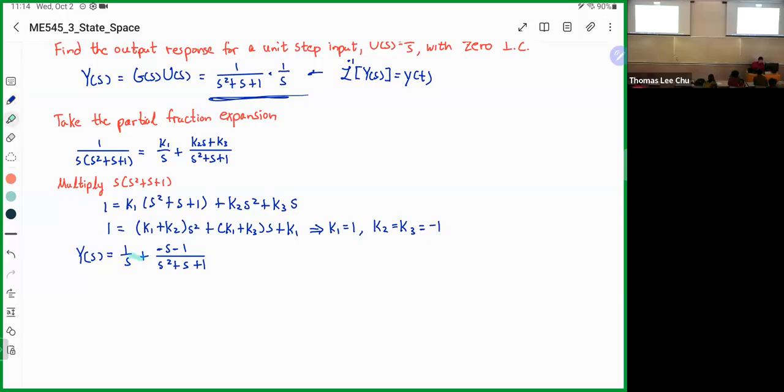Well, at least for this term, that's a unit step input. So when we take the inverse Laplace of unit step, it's just equal to 1. So that's easy, but this one doesn't look like anything on the tables, right? It looks different.